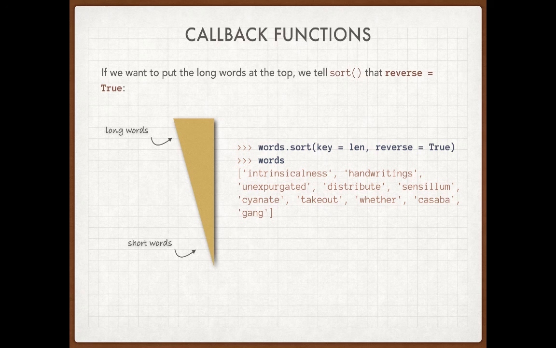So I can send it both of those input parameters. I can send it a key or a callback function, which is the len function. And then I can tell it to reverse the order of that by saying reverse equals true. And now you'll see intrinsicalness goes up in the front and gang goes down at the back.